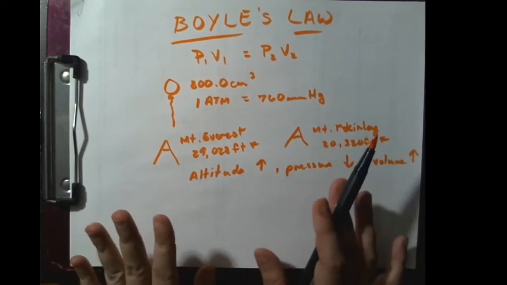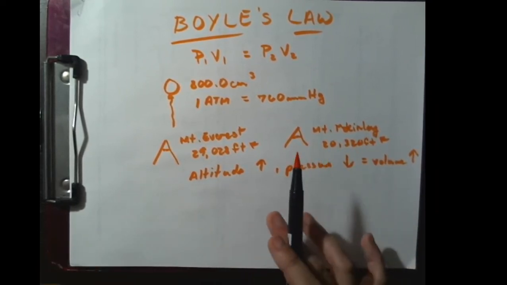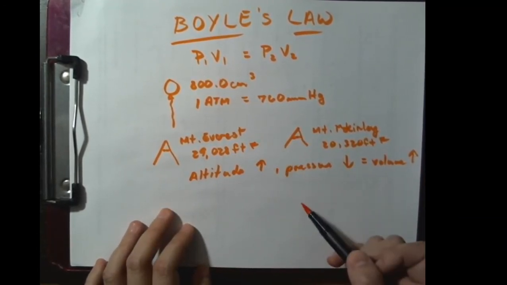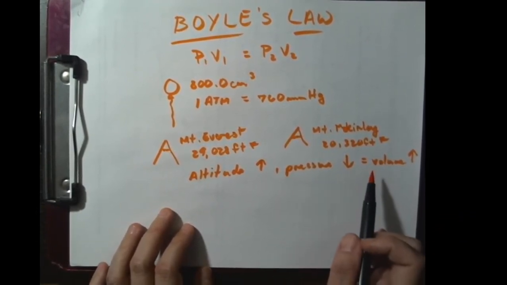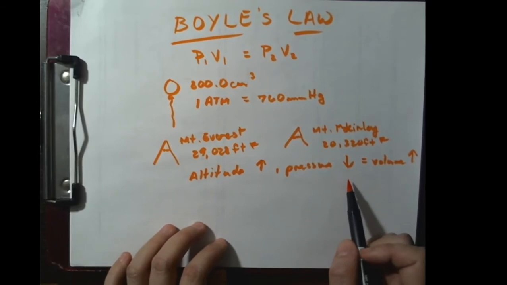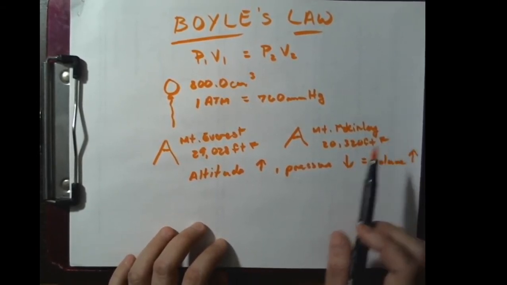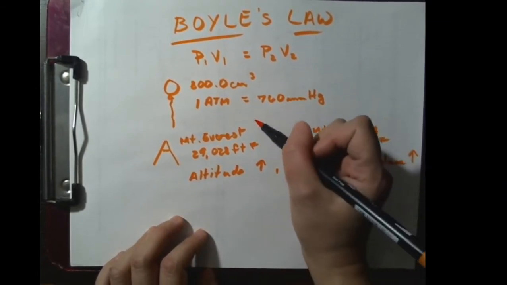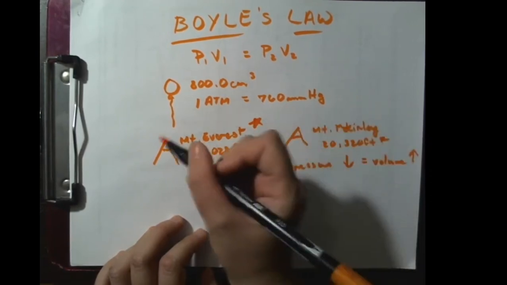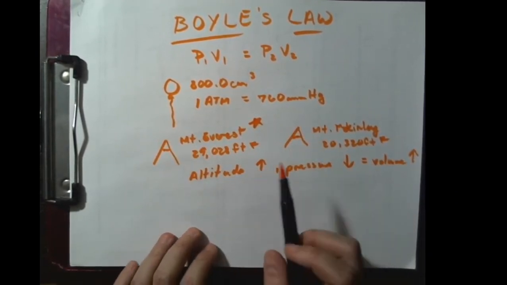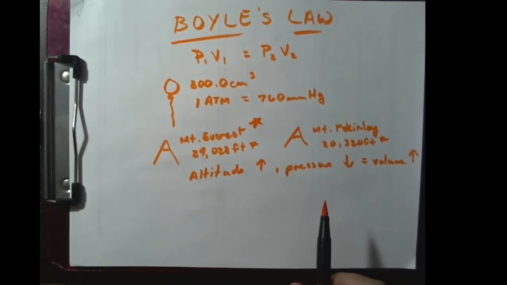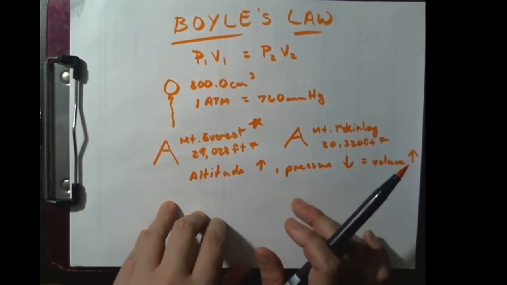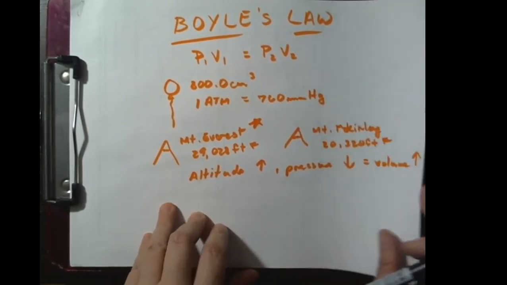So before calculating any of the values, predict on which mountain the balloon will have the largest volume. We just stated that as the altitude goes higher, the pressure goes down, and since pressure and volume are inversely proportional, when the pressure is low, the volume is high. So we can predict that since Mount Everest has a higher elevation, this one will have the larger volume. But let's prove that now by doing some calculations, which is answering the second part of the question: what was the size of the balloon on each mountaintop?